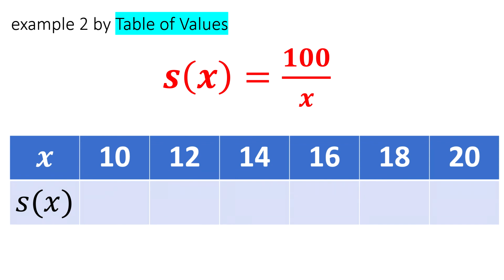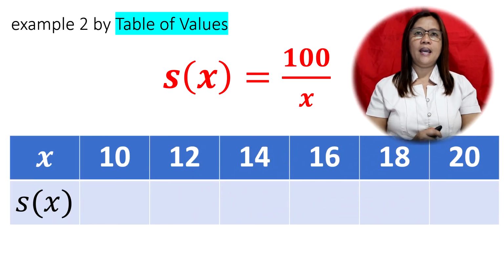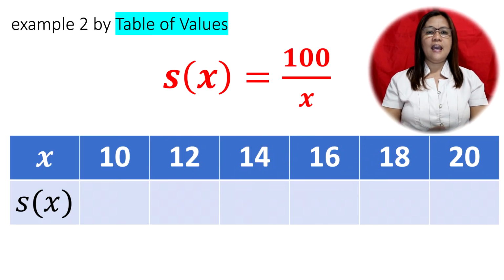Example number 2, by the table of values. Continuing the scenario, construct a table of values for the speed of the runner against different run times. A table of values can help us determine the behavior of a function as the variable x changes, in s of x is equal to 100 over x. For x, we have the values of 10, 12, 14, 16, 18, and 20.